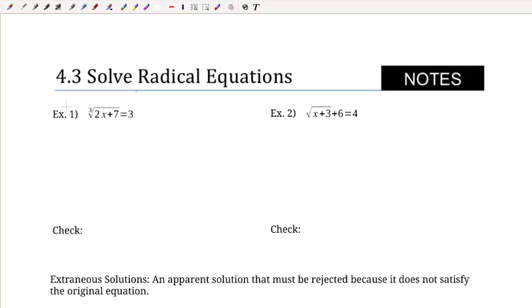For our third and last lesson of this unit, we are going to be solving radical equations. So just a few things to remember before we get down to the actual problem solving, and those have to do with some of our exponent and root rules.